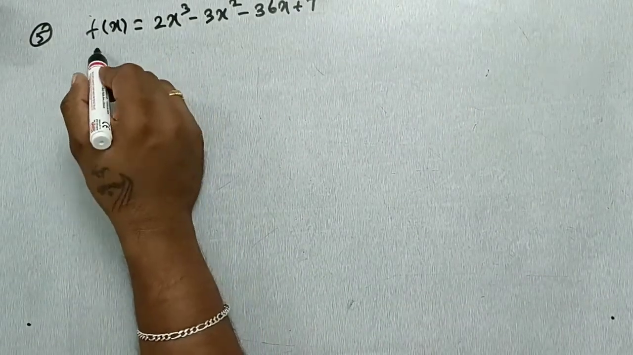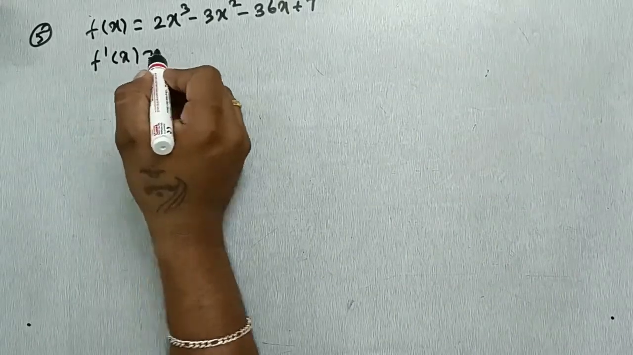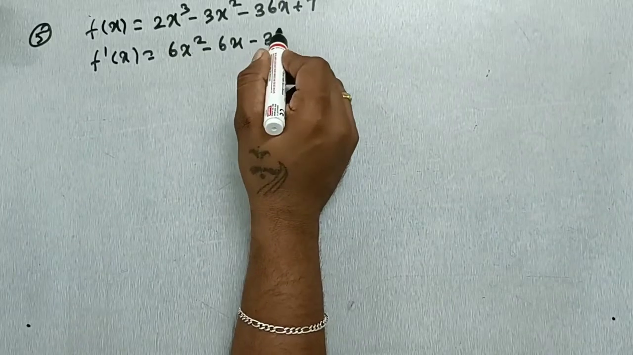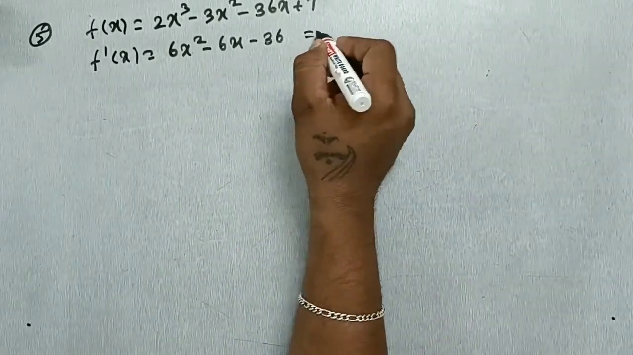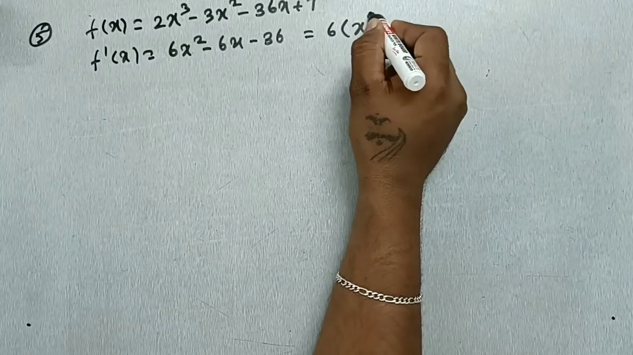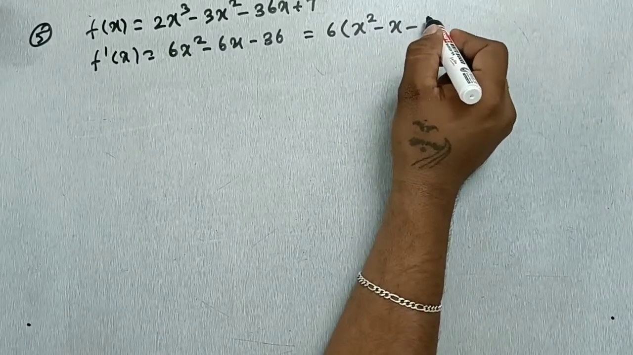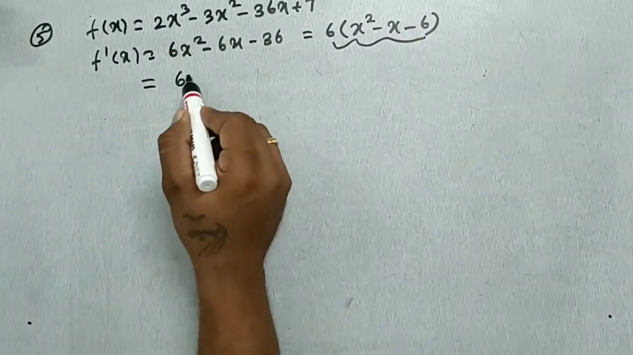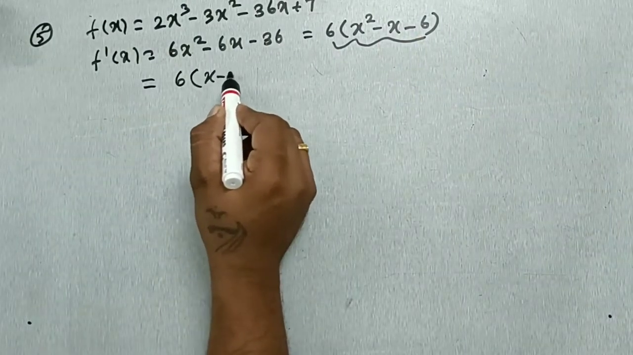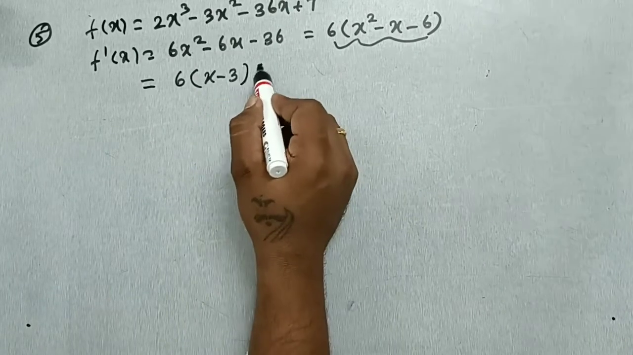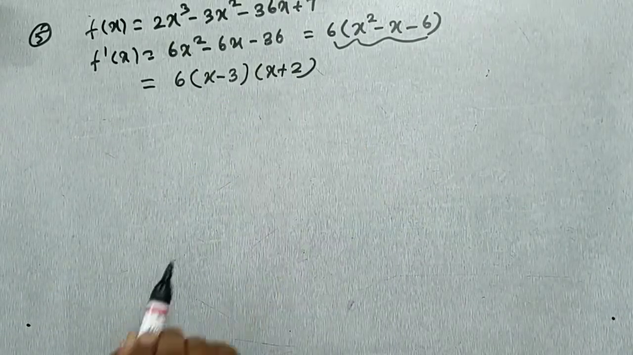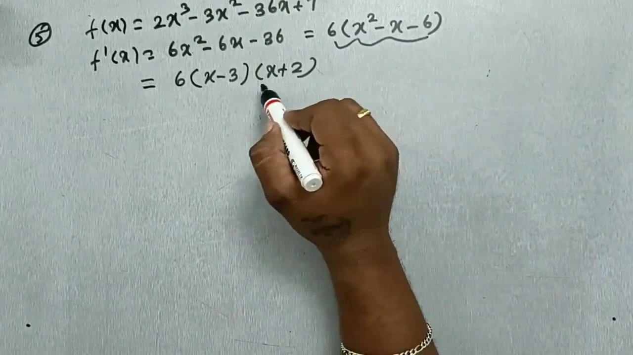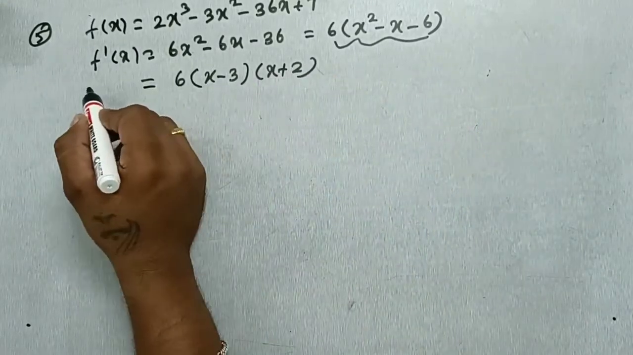As in the similar last question, we have to find f dash of x, that is 6 times x square minus 6x minus 36. What we can do is take 6 as common, so the remaining will be x square minus x minus 6. We can factorize this also. Factorizing gives x minus 3 into x plus 2. Multiplying these two, we get minus 6, and adding these two, we get minus 1. So this is the f dash of x value.